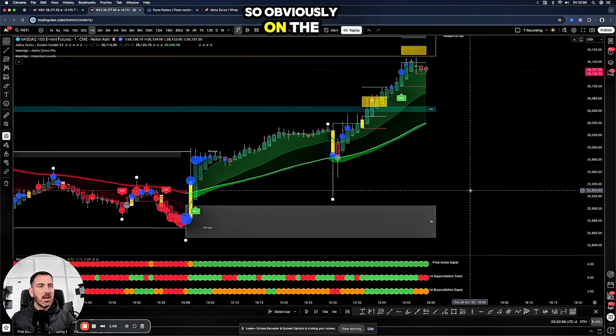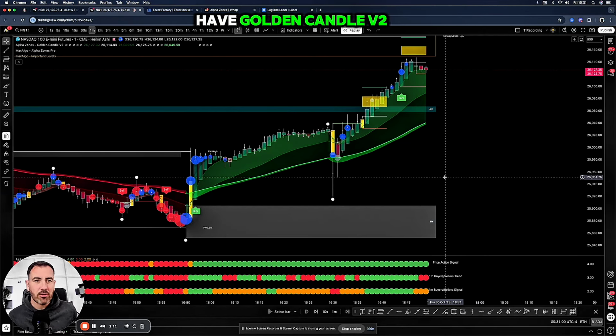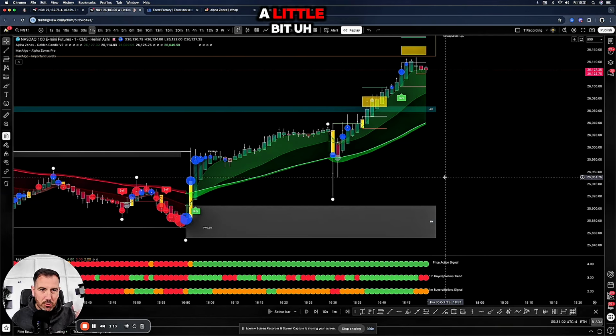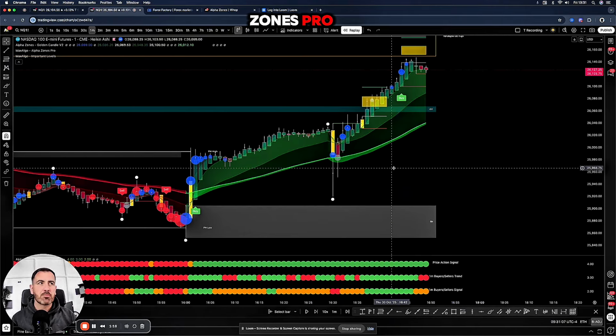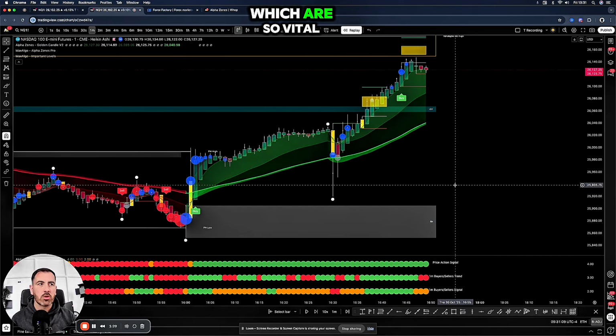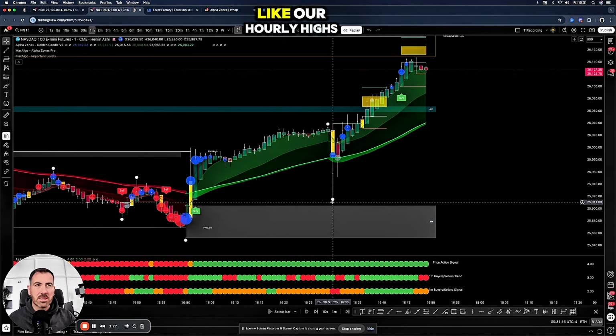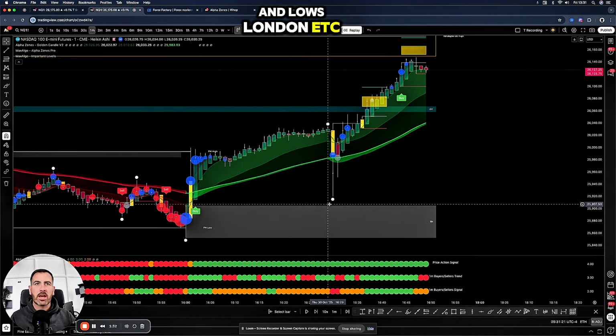So obviously on the chart at the moment, I have Golden Candle V2, which we've just launched. So we'll go through that in a bit more detail later. We've got our AlphaZones Pro, which puts our Alpha Zones on, which are so vital for giving us context in the market. And we have our important levels. Gives us things like our hourly highs and lows, our New York highs and lows, London, etc.